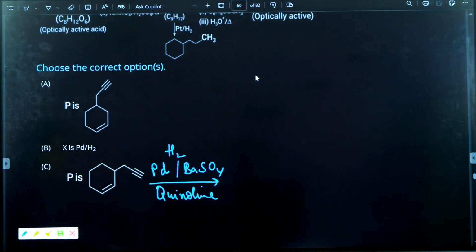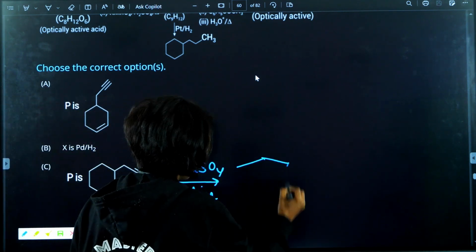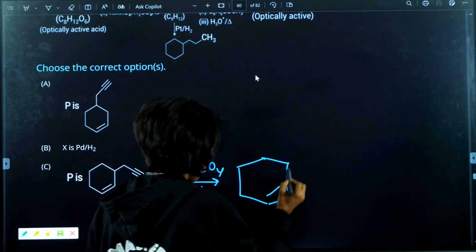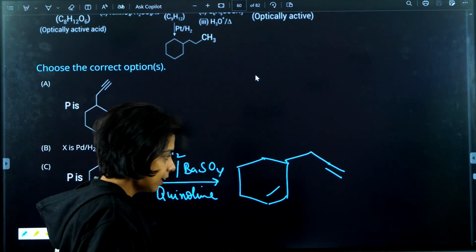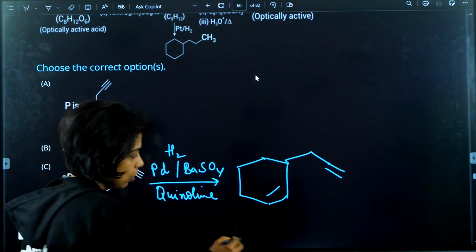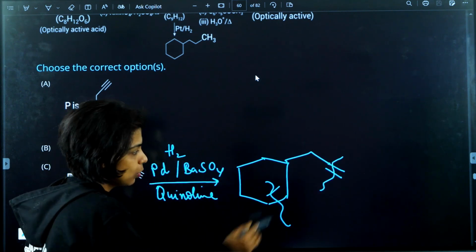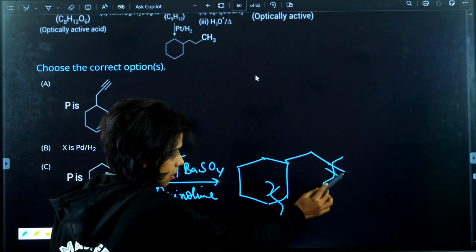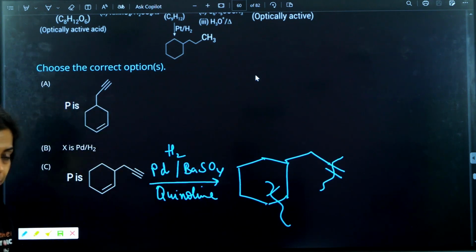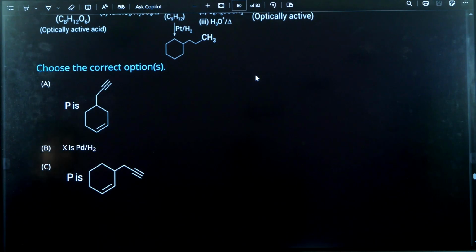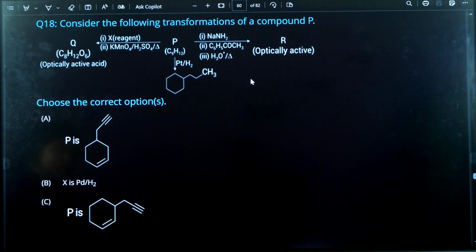Right? So that will convert your alkyne to alkene. Right? Now KMnO4 oxidation will happen. You will get a carboxylic acid here, carboxylic acid here, right? Because by using KMnO4, which is a strong oxidizing agent, your double bond just breaks, it gets oxidized to form carboxylic acid, right?